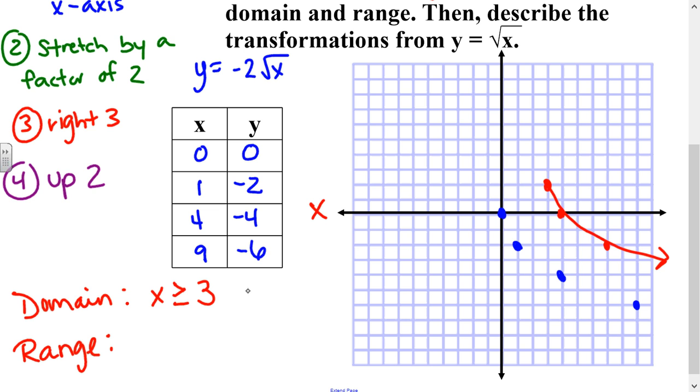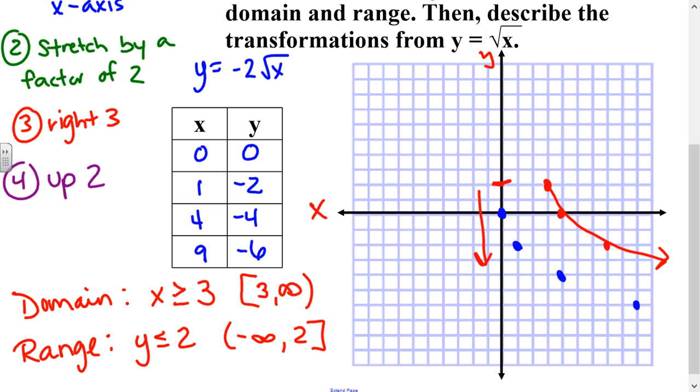If you wanted to write that in interval notation, that would be from 3 to infinity. So either way, okay? Then the range is what it can equal for y. Now if you look at your y value, and remember this is y going this way, it starts at 2 and then it goes down from there. So it's going to be y is less than or equal to 2. Or you can write that from negative infinity to 2. Either way, however you'd like to write it.